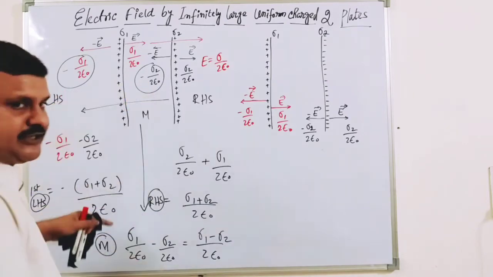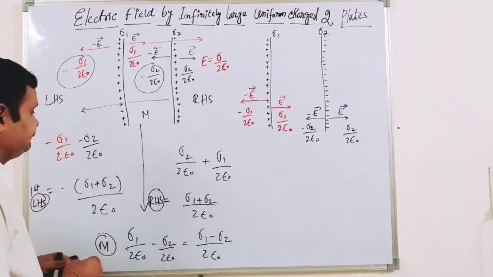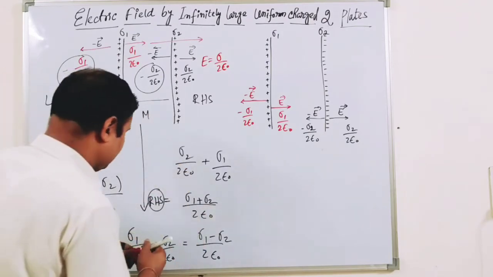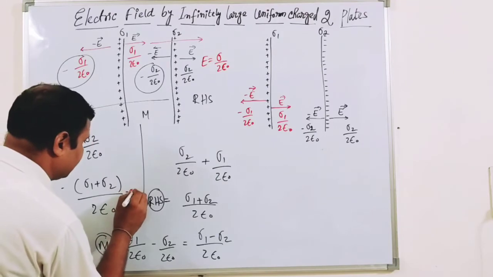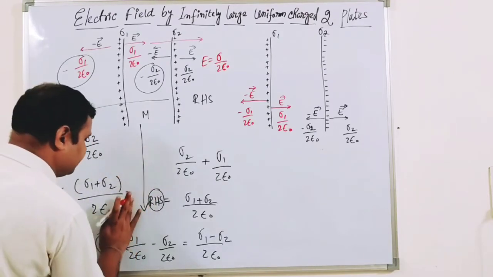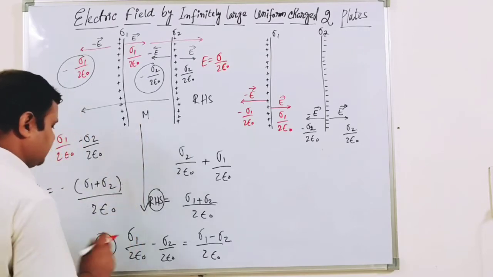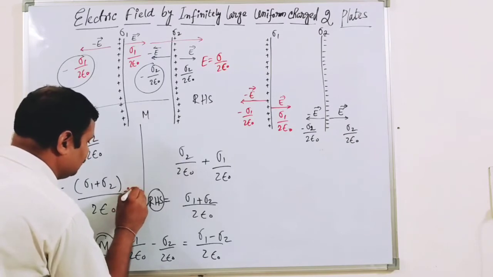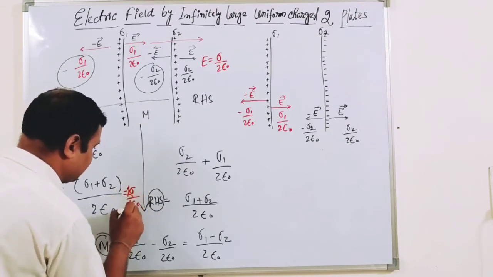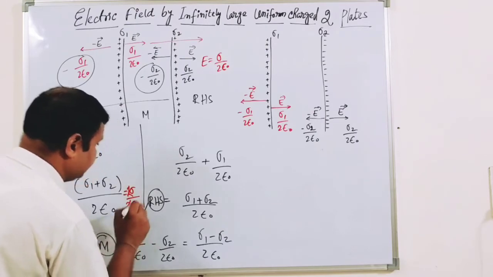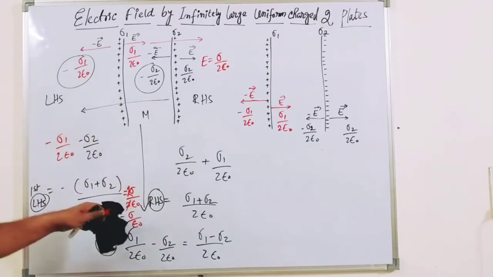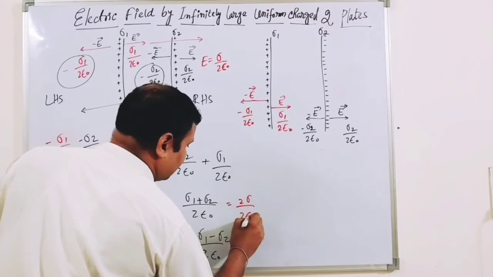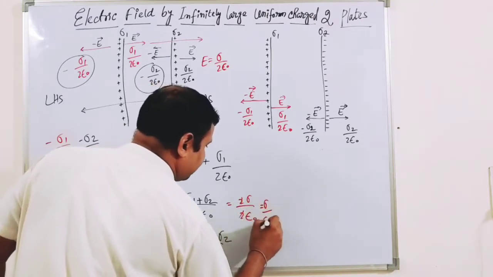Now in case of this condition, you just consider if sigma 1 is equal to sigma 2, then this will be all 2 sigma. So we can consider like this. It is sigma, so this is 2 sigma over 2 epsilon naught, or you can say this is sigma by epsilon naught, if sigma 1 is equal to sigma 2. Similarly, it will be also 2 sigma over 2 epsilon naught. So this is also sigma by epsilon naught.